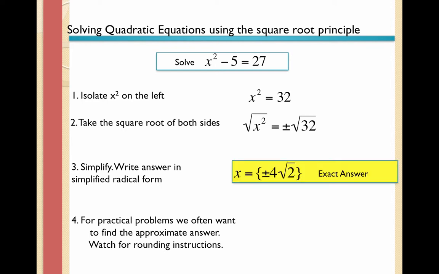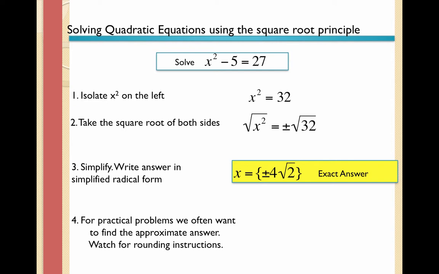All right, I hope that you were able to remember. You get 4 times the square root of 2, so we get x is equal to plus or minus, remember that's two solutions in there, plus or minus 4 times the square root of 2, and that is the exact answer. That is in simplified radical form.